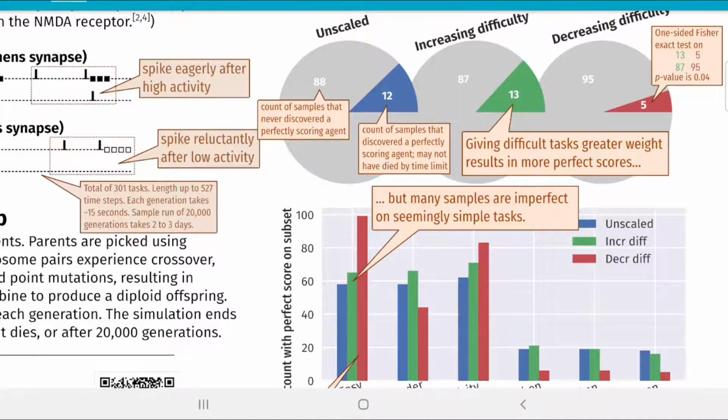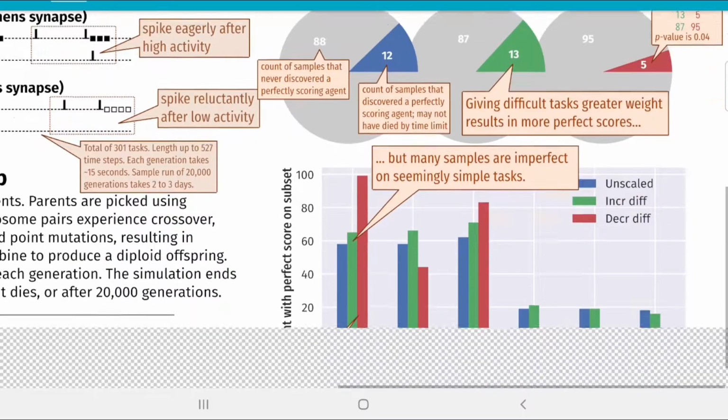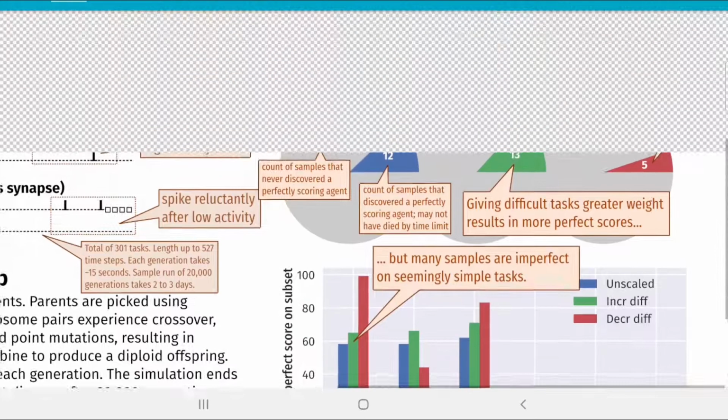Here are charts for 100 sample runs under each scaling variant. The runs where tasks are weighted by increasing difficulty are the most likely to discover a fully correct solution, but the imperfect runs score poorly on the simpler tasks. The reverse tendency is seen in runs where tasks are weighted by decreasing difficulty.